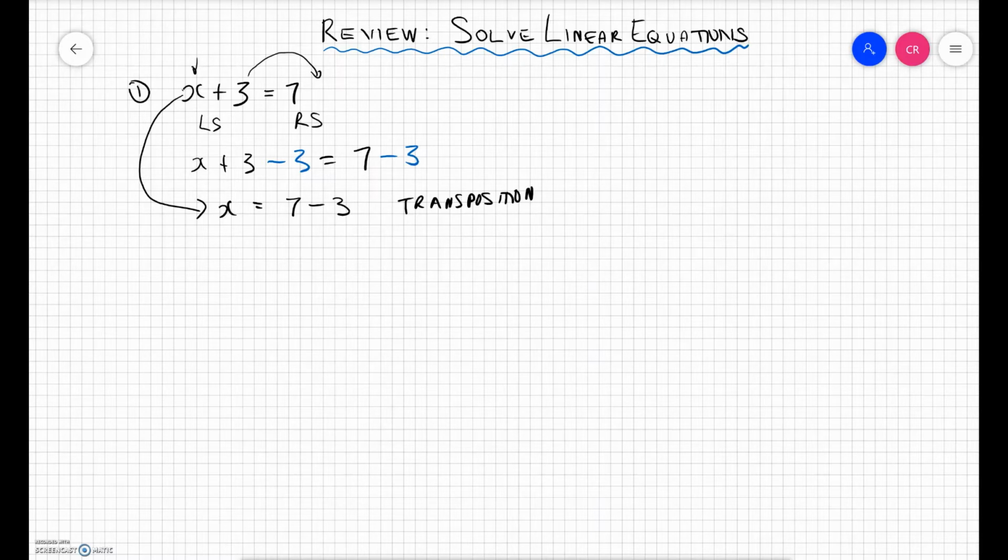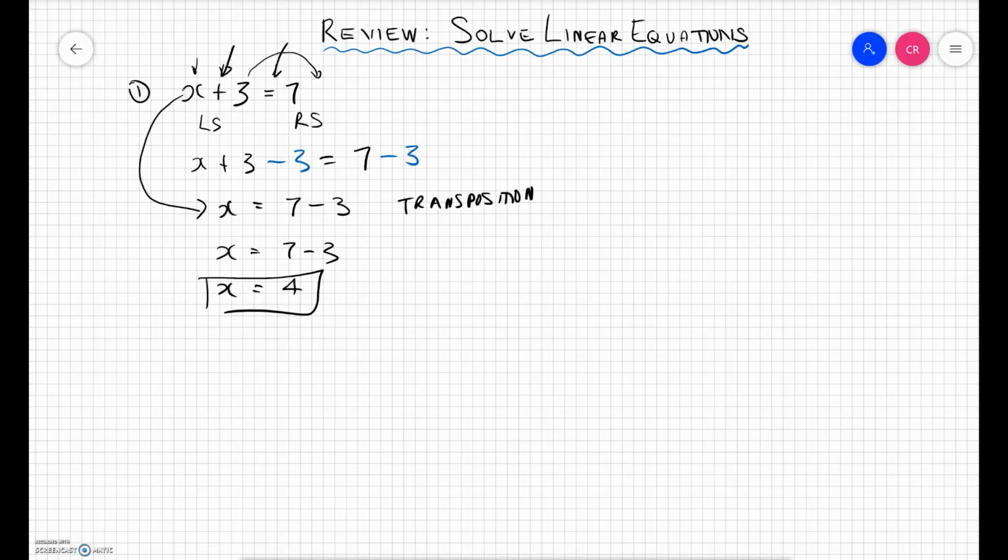Transposition is when you move a term, and what are terms? Terms are separated by plus signs, minus signs, and equal signs. So when you move a term across, it changes sign, either from right to left or left to right. So now we end up with x equals 7 minus 3, or x equals 4.